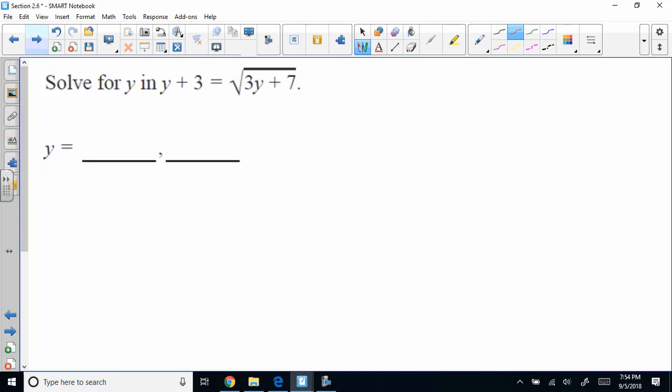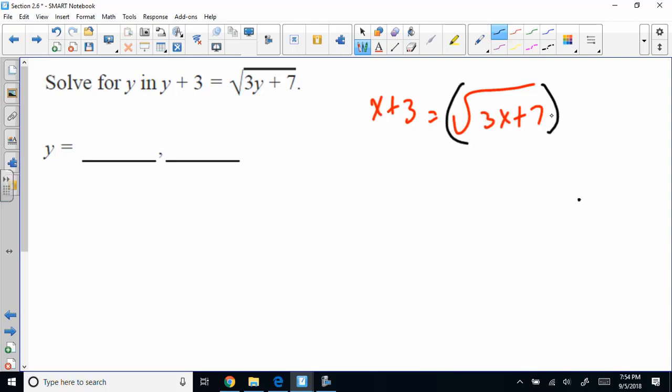All right. So what would you do here? I hate y's, so let me change these to x's, just because I live in a world of x, right? So x plus 3 equals 3x plus 7. All right. There you go. So what's the first thing you want to do? You've got to get rid of that radical, right? So it's a square root, so I'm going to square. Look right there.